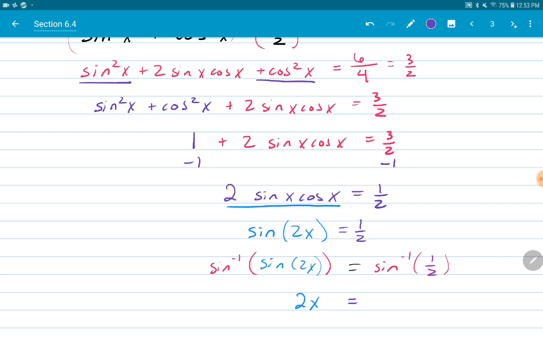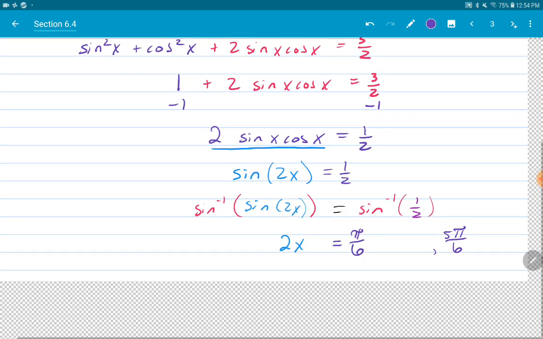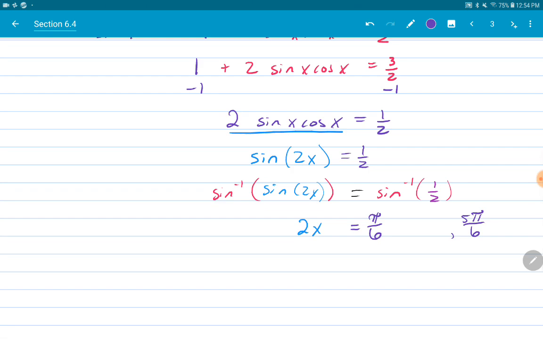And I'm answering within 0 to 2 pi. So I can look at the entire unit circle and think, when is sine equal to 1/2? And that is pi over 6 and 5 pi over 6. And we're just in 0 to 2 pi, so we don't need to worry about adding multiples of those two. Those are the two solutions. But it's a solution to 2x, and I want a solution to x. That means I need to divide each side by 2. So I'm going to divide this thing by 2.